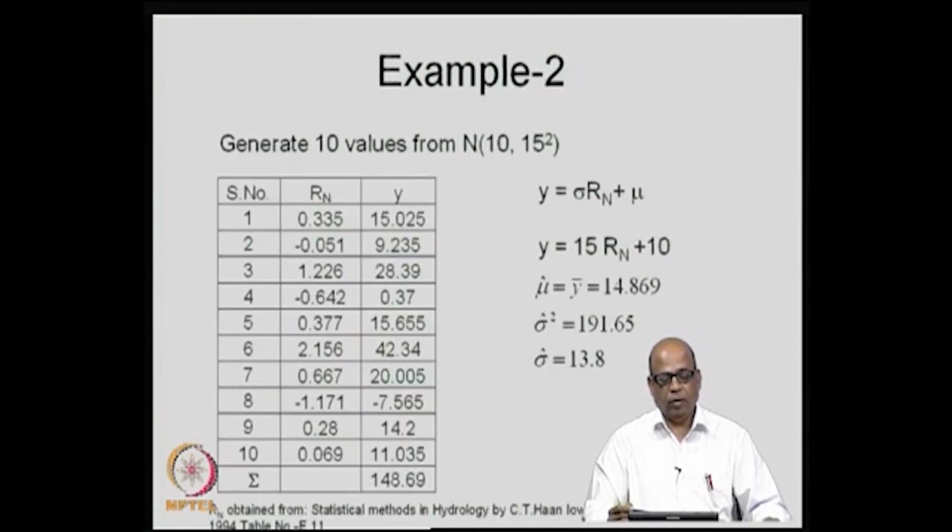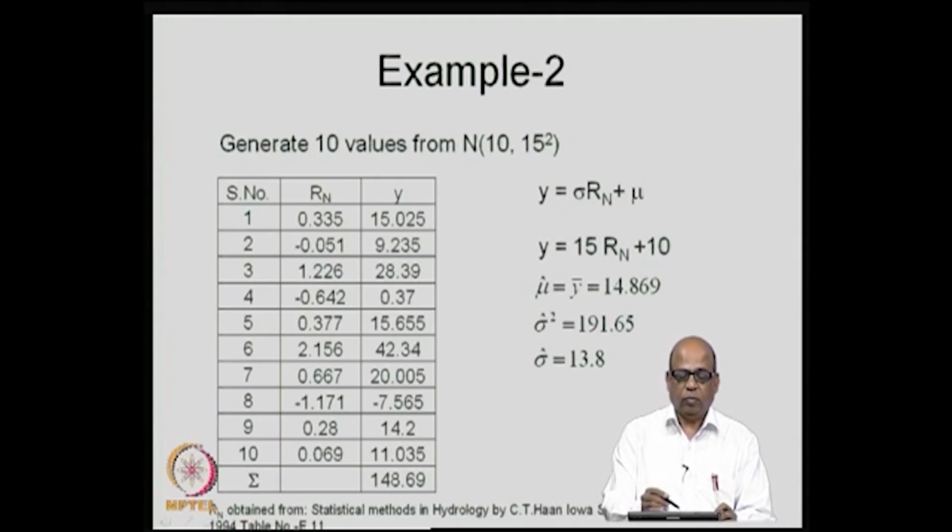So, let us have a look at one simple example here. We want to generate 10 values from a normal distribution which has mean as 10 and variance as 15 square. So, we write y is equal to sigma Rn plus mu. So, mu is given and sigma is given. So, we generate Rn from standard tables or some such thing. Here we use the Rn values. These are taken from a standard textbook, C. T. Hahn, which I have given reference to in the first lecture. So, we take these random numbers from a table which is provided in this particular textbook.